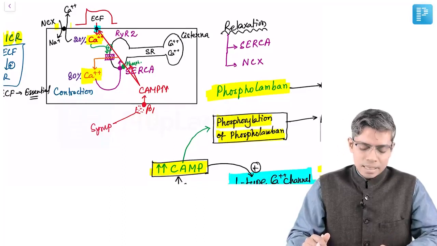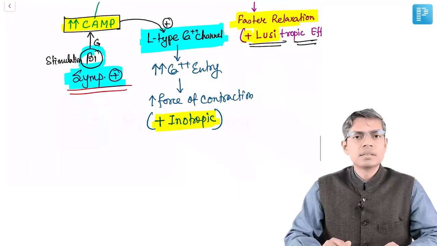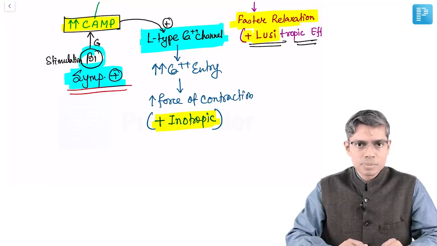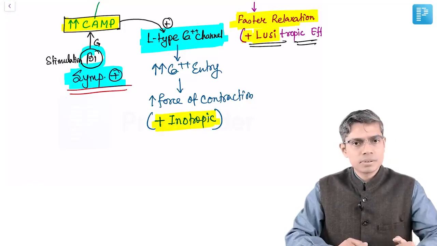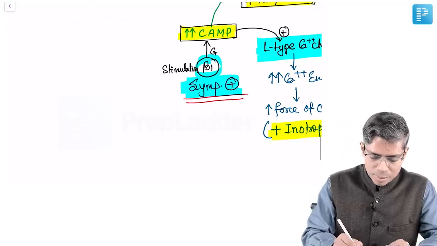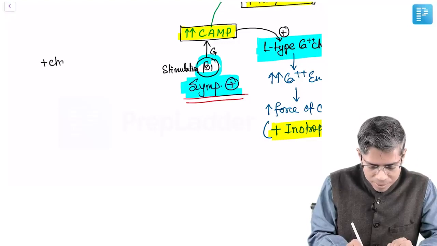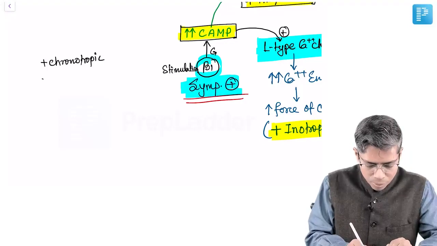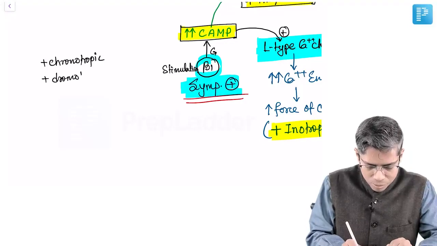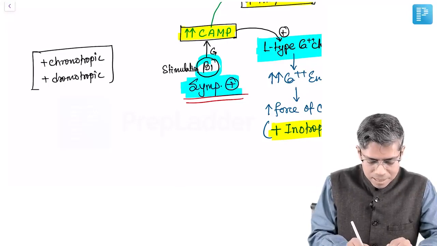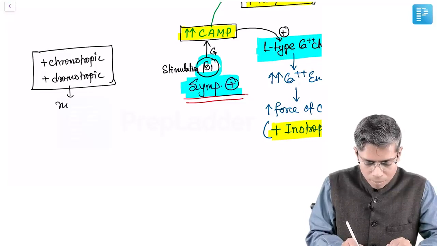You must be thinking that, sir, if you stimulate the sympathetic system, there is increased heart rate also, positive chronotropic, and there is increased conduction velocity of the action potential. The answer is that is the positive dromotropic effect. So how is that happening? Please remember that this increased heart rate, the positive chronotropic effect, as well as the positive dromotropic effect, that is increase in conduction velocity, these two are done at the level of nodal tissue.